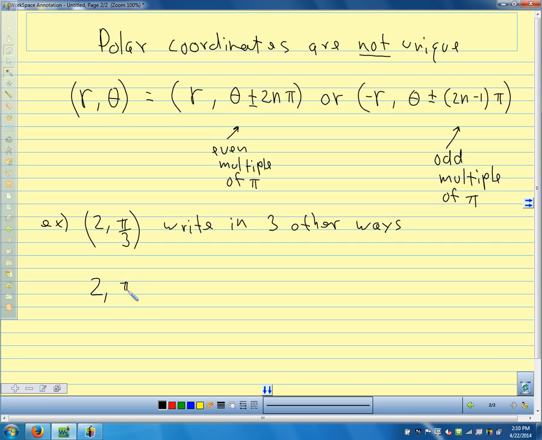So pi over 3 plus 2 pi. That's going to take me around the circle once, counterclockwise. So this is (2, pi over 3 plus 2 pi), which is (2, 7 pi over 3). So that's the easiest one.